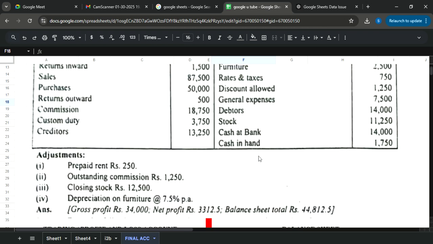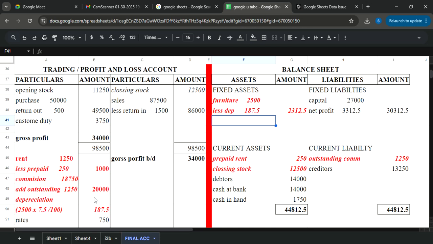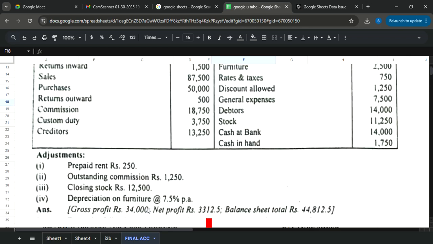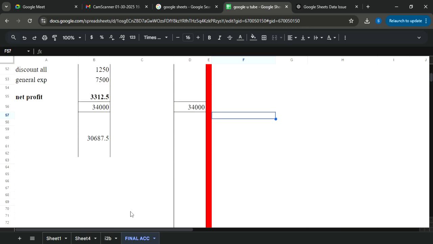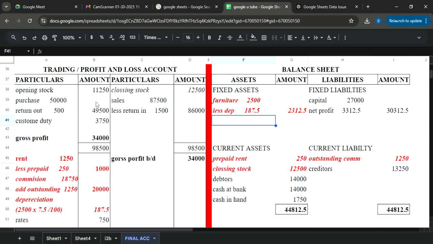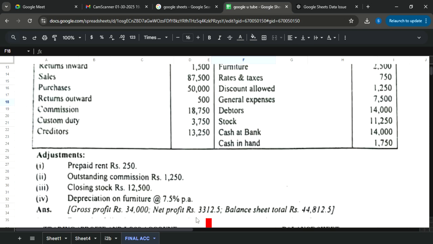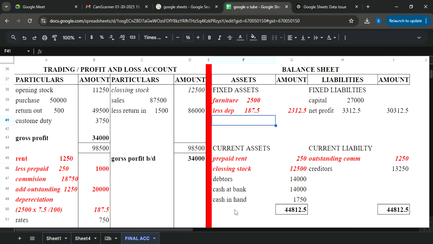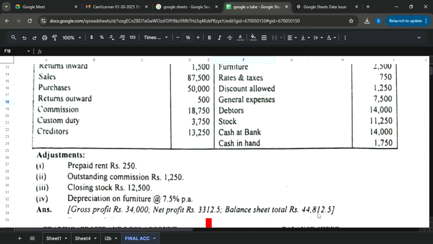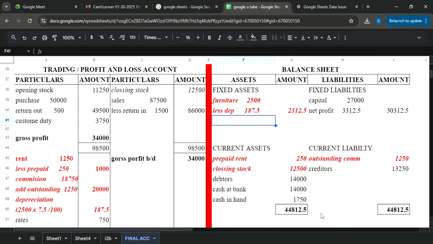As you know, these were four adjustments: prepaid, outstanding, closing stock, and depreciation, and I have highlighted in red color how you will deal with these adjustments. Our gross profit was 34,000. Look here, 34,000. Our net profit was 3,312, and here your net profit 3,312. Then we have our balance sheet 44,812.5, 44,812.5. So in this way, guys, our question has been completed.